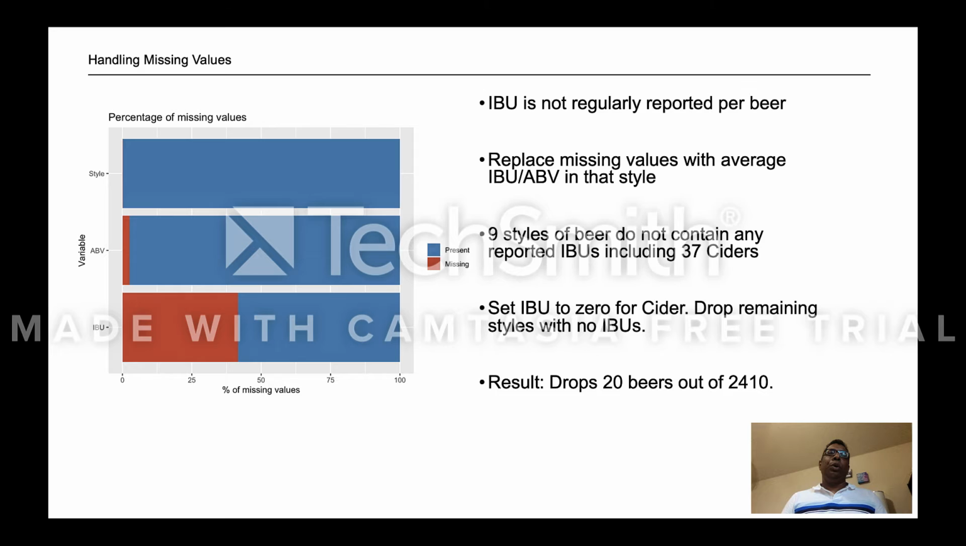We don't want to throw this out, so we have replaced the missing values with average IBU and ABV values in that style. One thing I would like to mention here: for beer style cedars, IBU doesn't apply to it, so we set the IBU to 0 for cedars. After all this imputation, we were left with 20 beers, which is 1% of the data, where we couldn't supply missing values and we were forced to drop it.